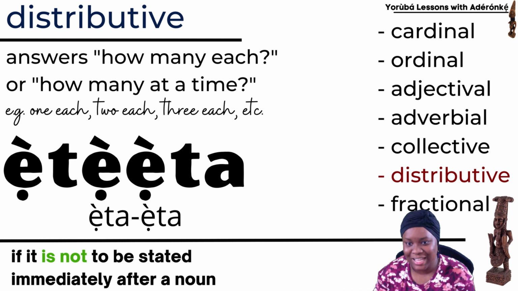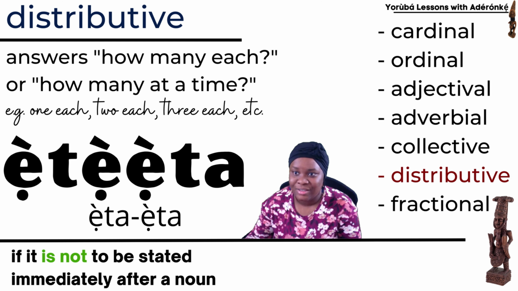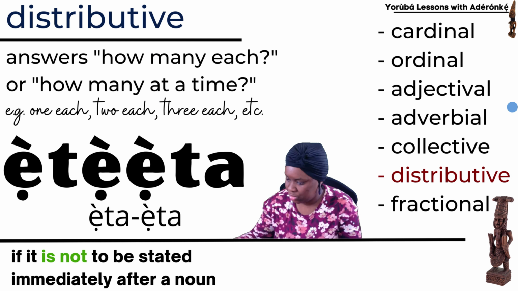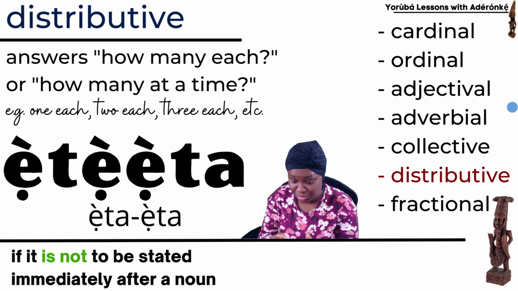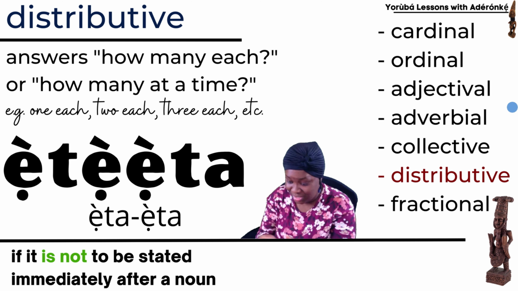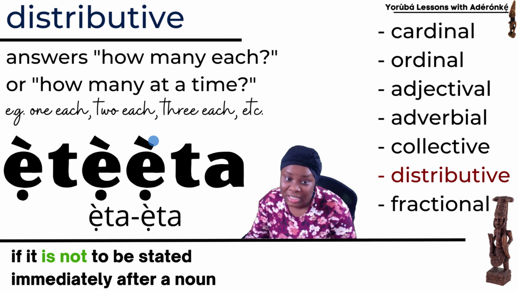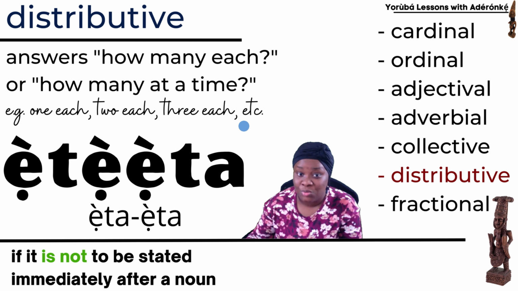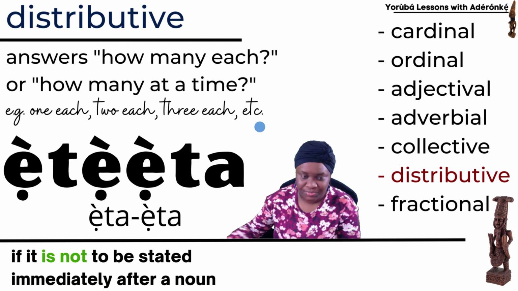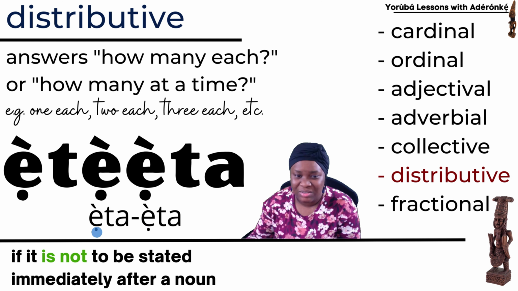Distributive is next. It answers questions regarding how many each or how many at a time. How many each or how many at one time, which would be each in a way too. Was it 1 each? Was it 2 each? Was it 3 each? Distribution. Ẹta is really what it is, but we say ẹtẹta more commonly. And this is how you say it if it's not coming immediately after a noun.